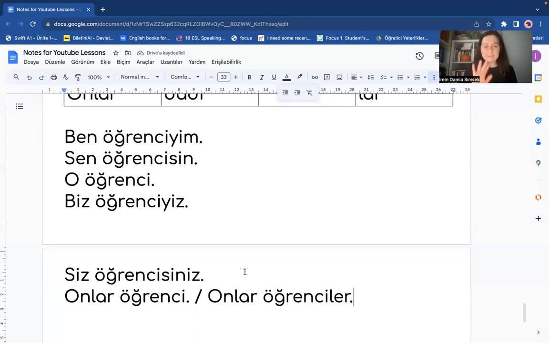So I think this lesson is enough for our asistan ye, kaynaştırma ye. There are many names for it, but we will continue with asistan ye.